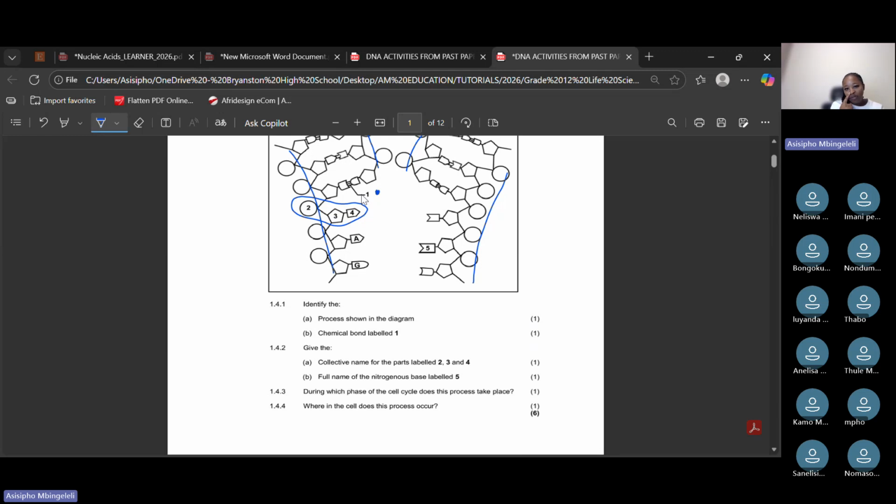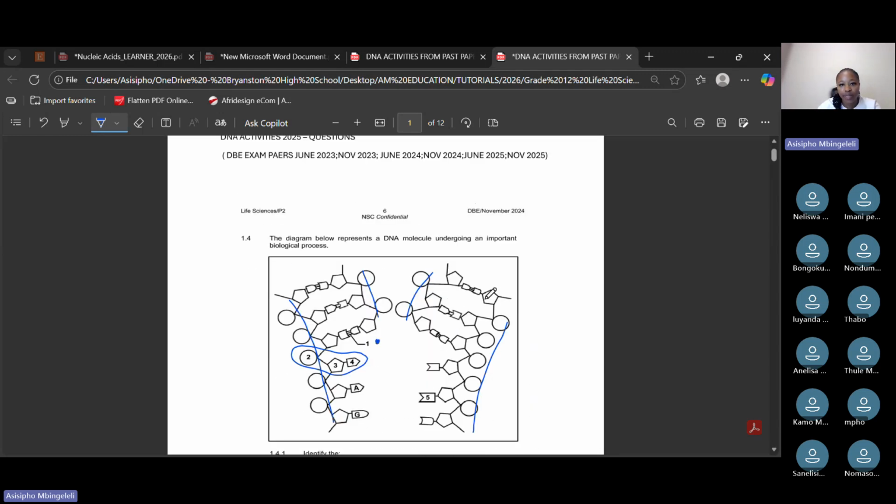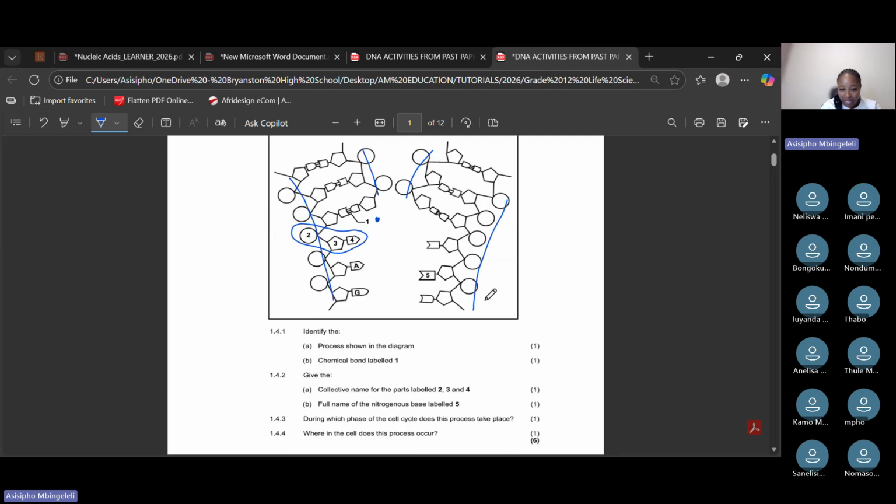Give the full name of the nitrogen base labeled 5. They want a full name, guys. Where is 5 now? There is 5 over here. So that will be thymine. And they wanted a full name. So if you wrote T, wrong, because they've asked you for a full name for base number 5. That is thymine. Then, during which phase of the cell cycle does this process take place?